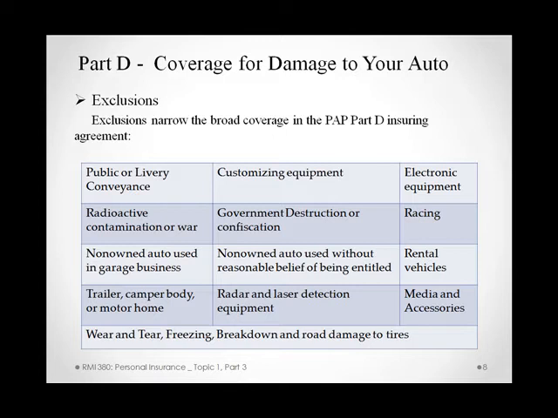The rental vehicles. The personal auto policy would not pay for any losses to or loss of use of a rental vehicle if the rental agreement includes a damage waiver, which basically says your insurance company would not pay for that, but the rental car's insurance company would pay for that. Media and accessories. For example, the theft of videotapes or computer software from an insured's car is not covered, even if the car is locked.